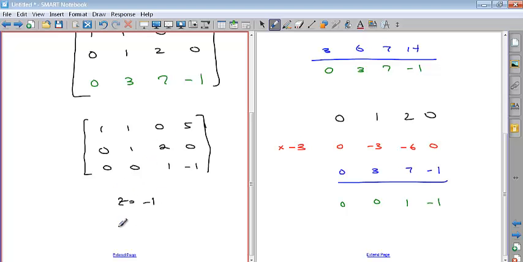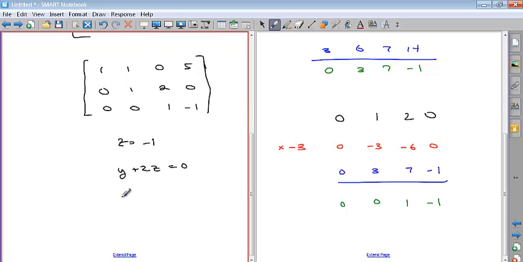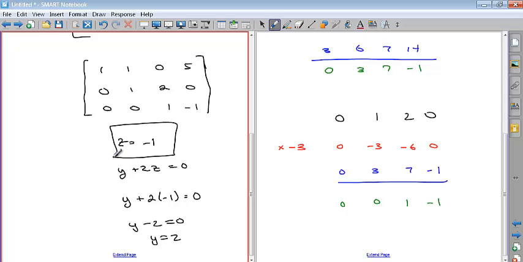Now the second equation says y plus 2z equals 0. So what I can do is use this previous step information, and I'll get y plus 2 times negative 1, z being negative 1, is equal to 0. Y minus 2 equals 0. Y equals 2. So then I've got the second solution. So the first one is z equals negative 1.